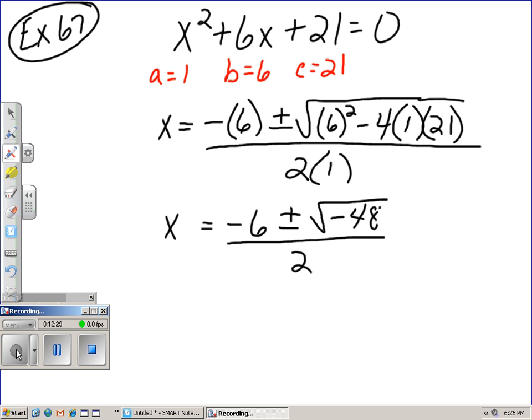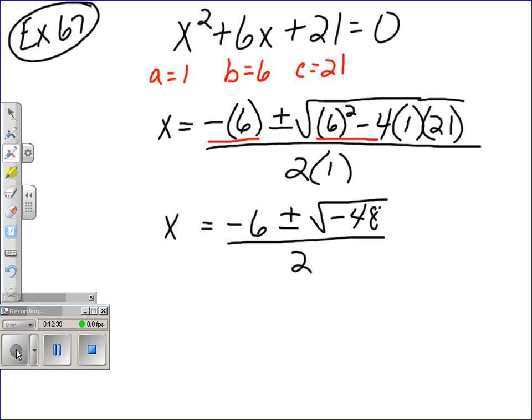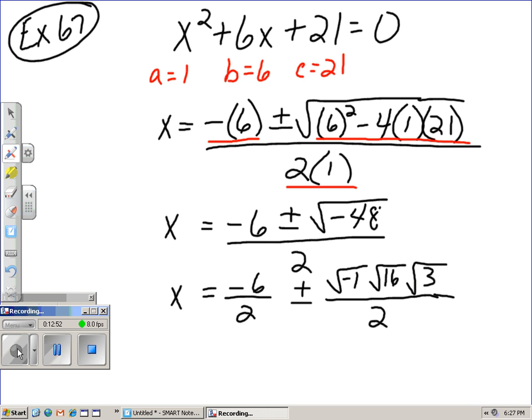Okay, an example for number 67. I've done most of it already. You guys should know all this. You knew they were going to throw some imaginary numbers at you, so here it is. Here's my substitution. On the next step, I'm going to do this, and this, and this. That's what's on the next step. So I got negative 6, and there's my imaginary number, square root of negative 48. It's getting ready to be imaginary, over 2.